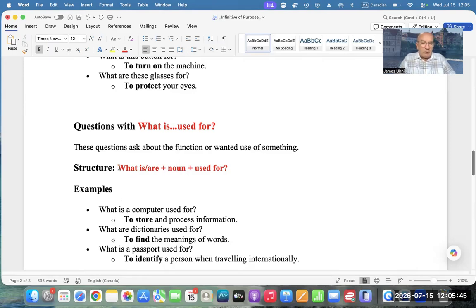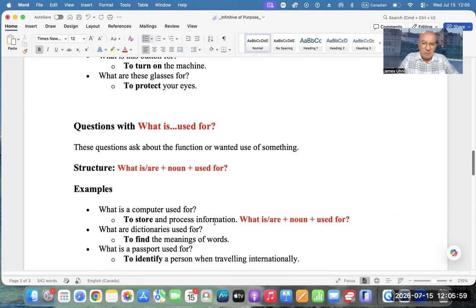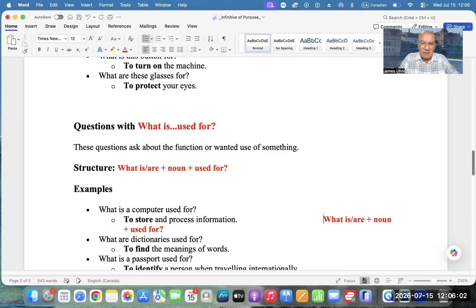Let me copy this structure and I will just use it here. Oops, that's wrong. I need this body to be right there. So, what is red? Because it's infinitive of question. And what is what? What is question word? What can be also relative pronoun? Now we have is, are.